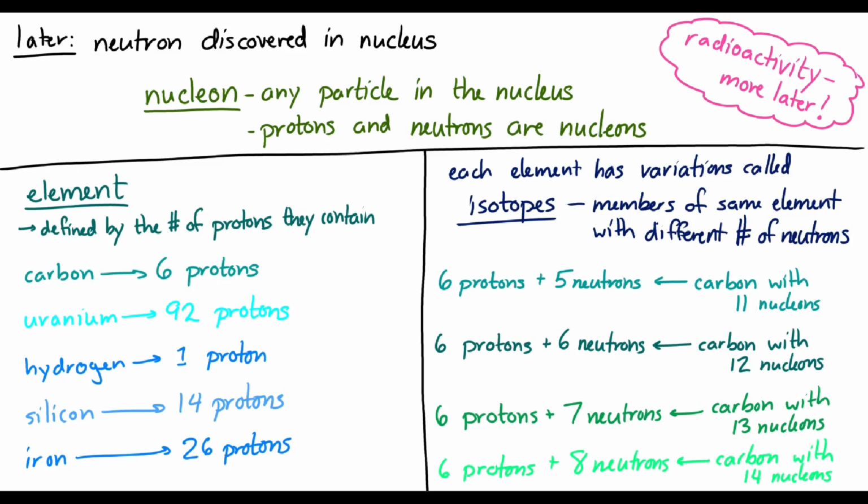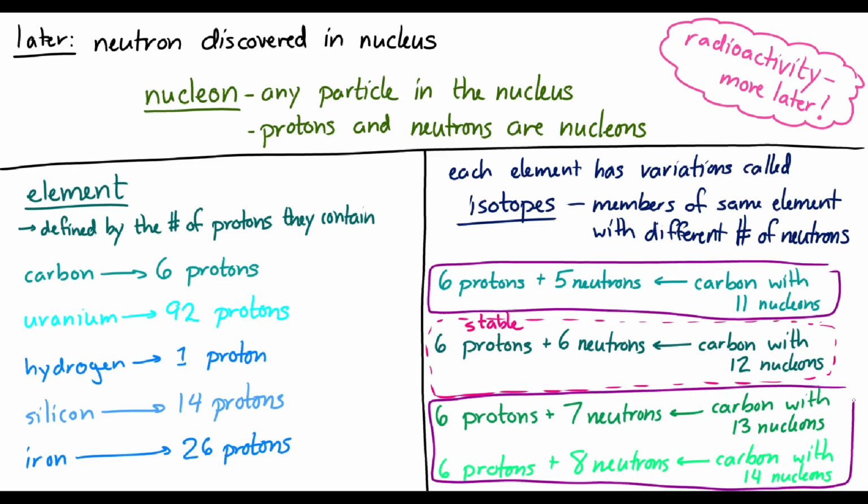Now, only one of these isotopes turns out to be stable. The other isotopes will decay. They're not going to stay as they are. They're going to change themselves into another form, which we'll talk about later. More about this stability idea in another time.